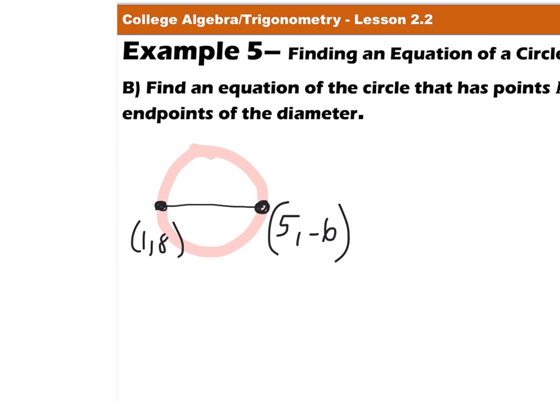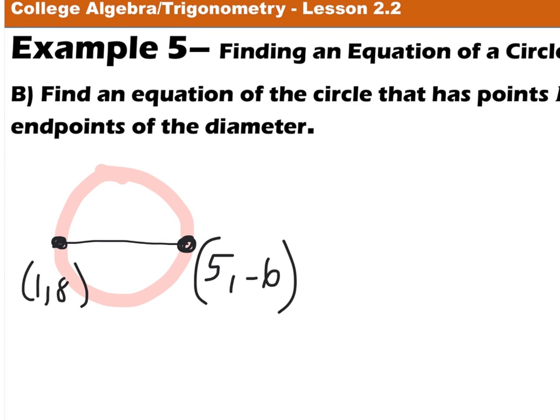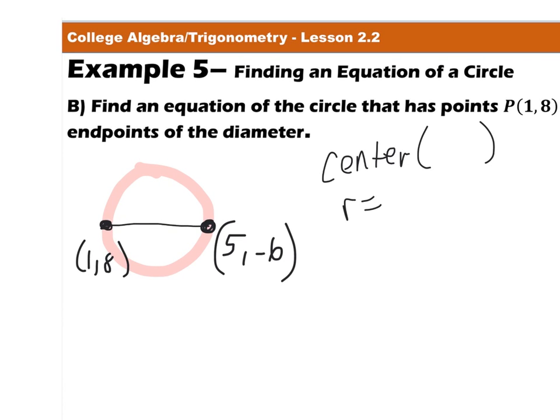Now, what are the two things I need to write the equation of the circle? I need the center, right? And I need the radius. Given these two points, there are two formulas that we know to find both of those things. How did I find the center of this line segment? The midpoint. It's the middle, right? So in order to find the center, we're going to use the midpoint formula. Very good.